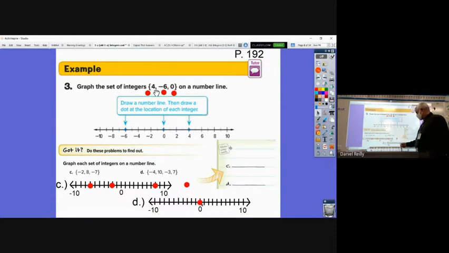-4 to the left, because negative is to the left of 0. 10, -3, and 7. Piece of cake, right?